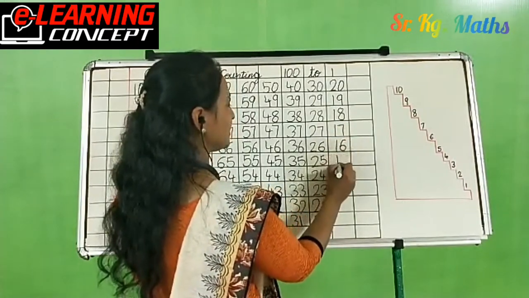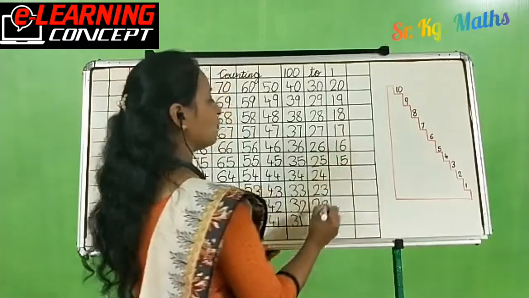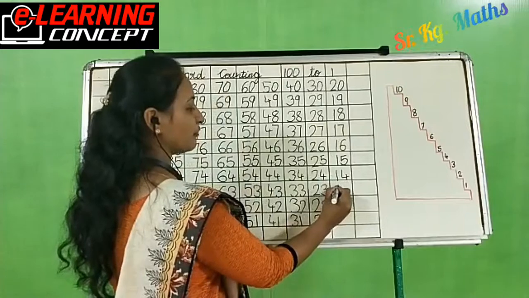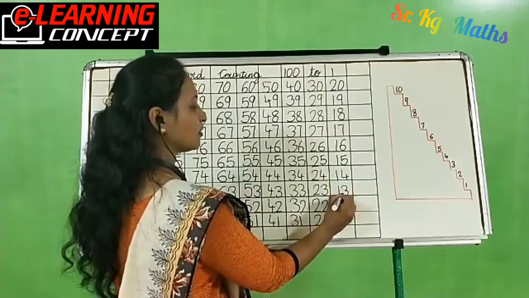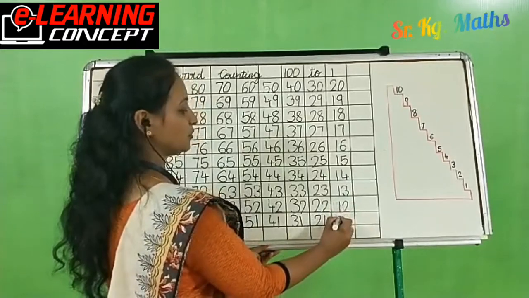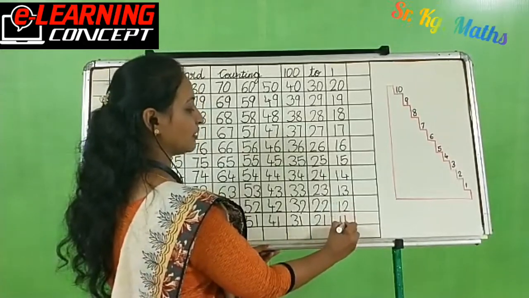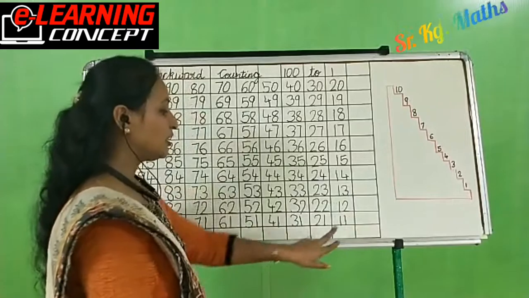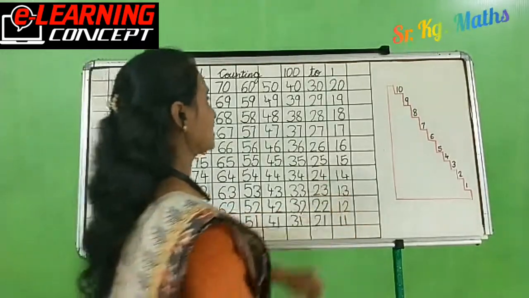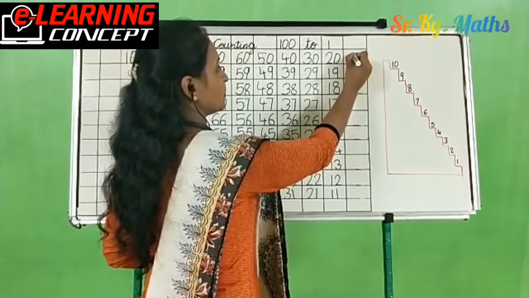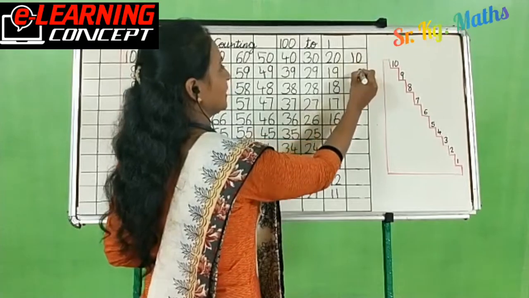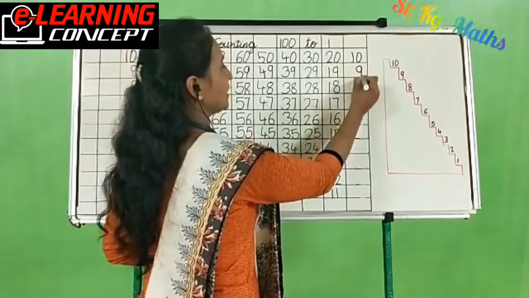1, 6, 16, 1, 5, 15, 1, 4, 14, 1, 3, 13, 1, 2, 12, and 1, 1, 11. Which number comes before 11? Yes, 1, 0, 10.